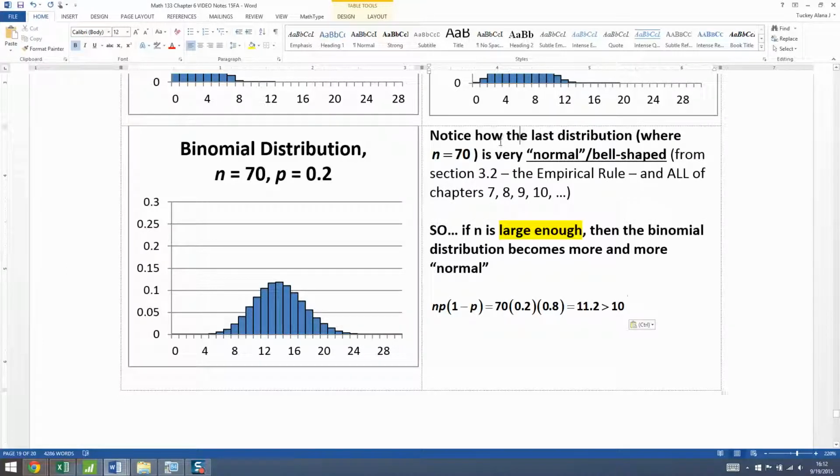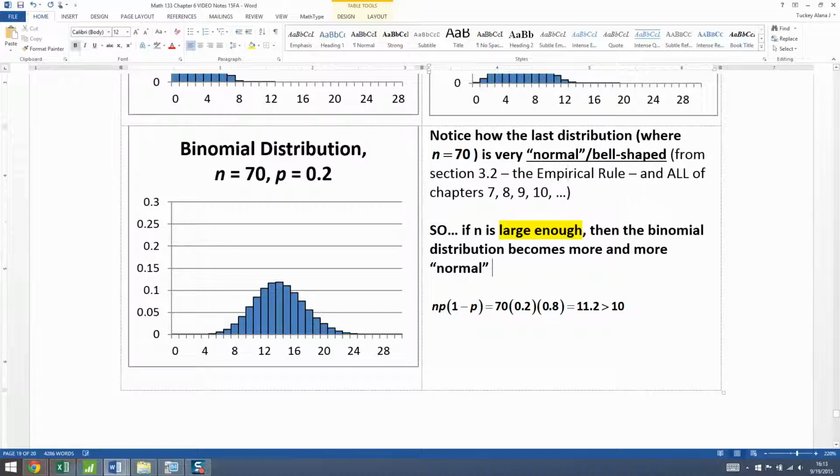This last distribution where n equals 70 is very normal and bell-shaped from what we learned in section 3.2, but also all through chapters 7, 8, 9, 10. We're going to keep working with this. So that means that if n is large enough, then the binomial distribution becomes more and more normal, becomes more and more that curve, right?